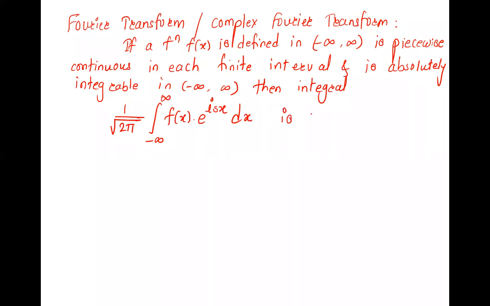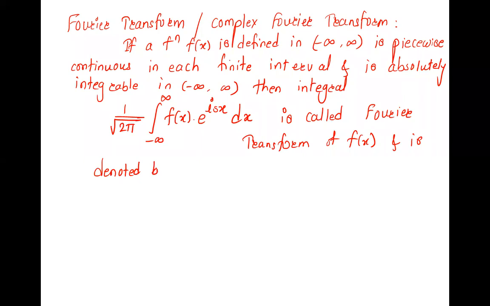is called the Fourier transform of f of x, and is denoted by capital F transform of f of x, or generally we denote it as F of s, because if we solve this, everything will get converted into the variable s, a domain change. So we'll write the definition now.